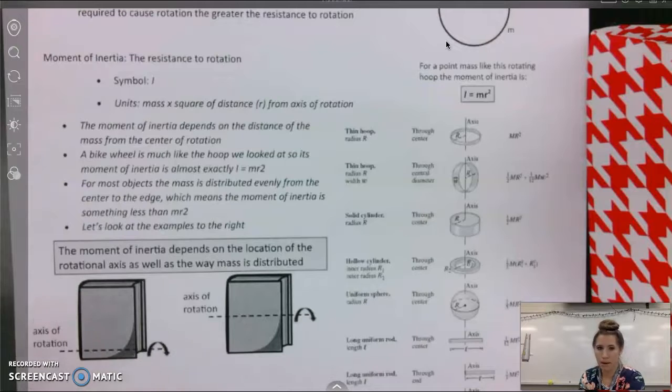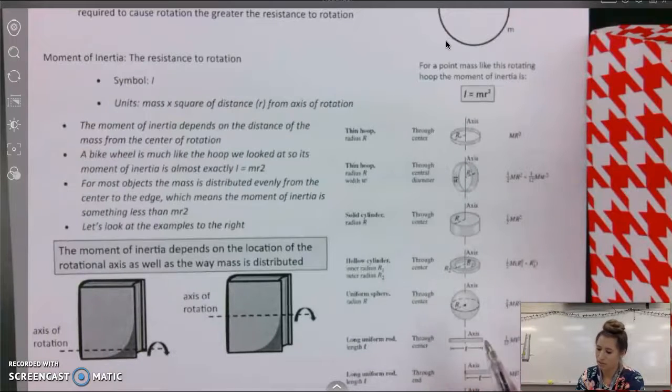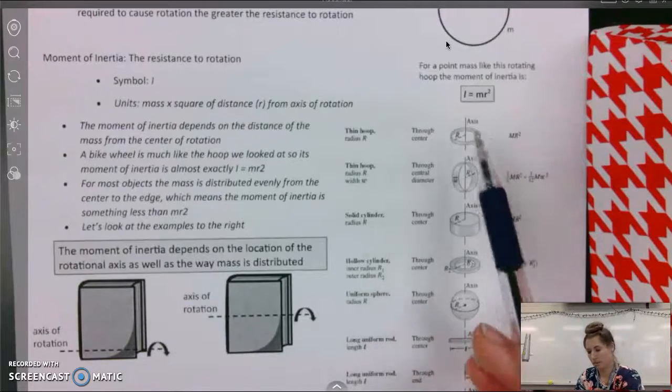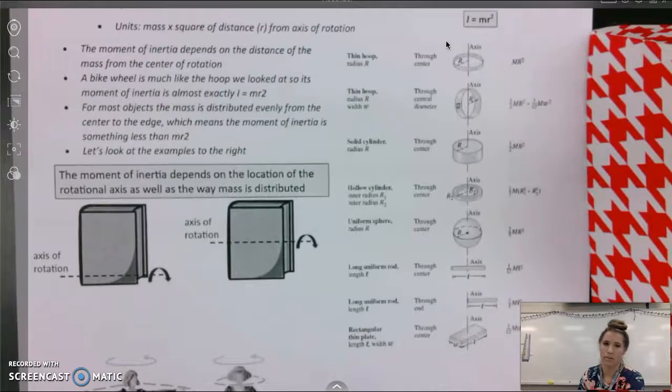The base idea here is that different shapes, different distributions of mass, have different moments of inertia. And the main idea behind moment of inertia is if we can get the mass to be close to the axis of rotation, then we have less inertia. It's easier to spin and rotate.